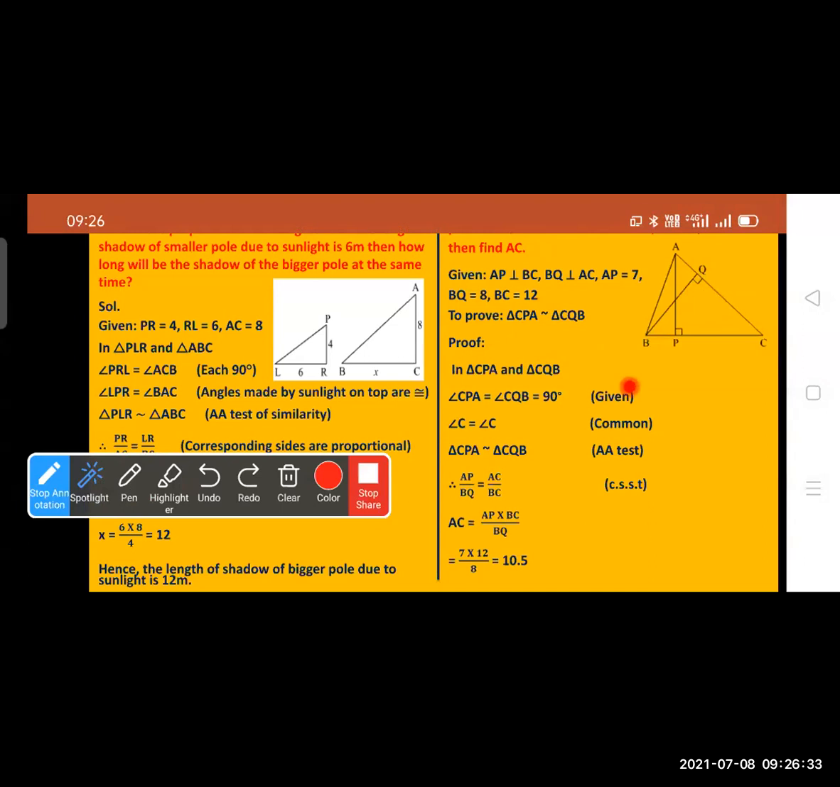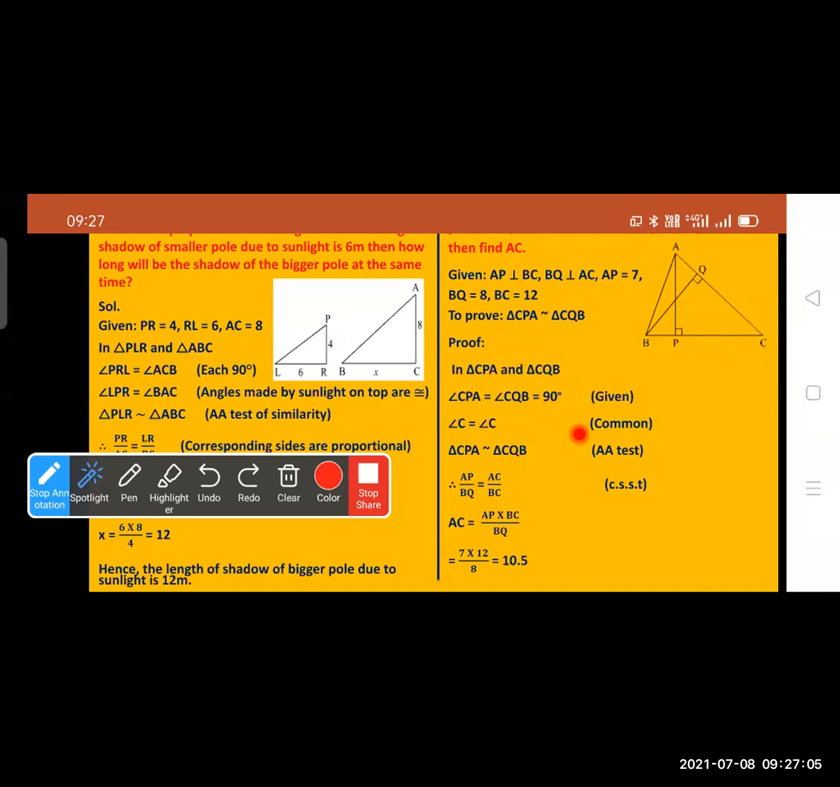Now we choose these two triangles. Which two? Here we want to prove this, so we consider these two triangles, CPA and CQB. Now, in CPA and CQB, each angle is equal to 90 degrees. Both are 90 degrees, perpendicular, so angle CPA and angle CQB is equal to 90 degrees. Angle C is common, and therefore these two triangles are similar by AA test.